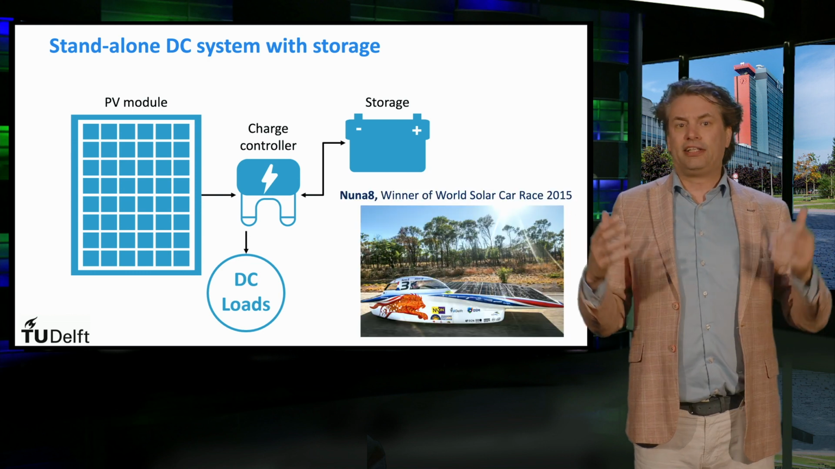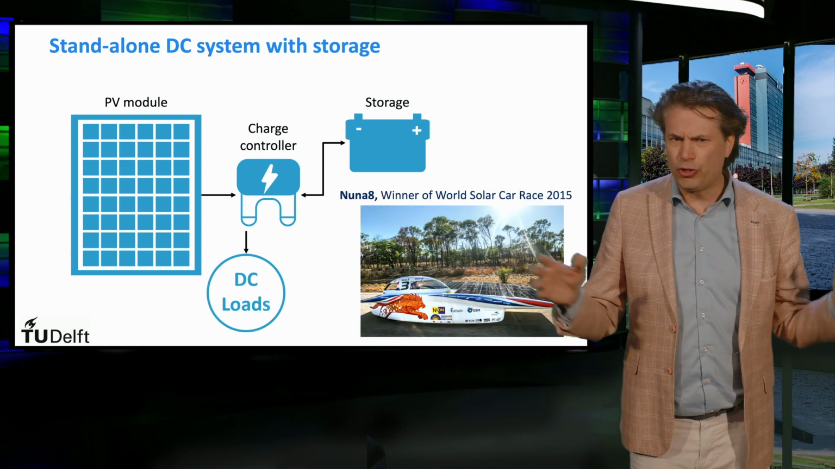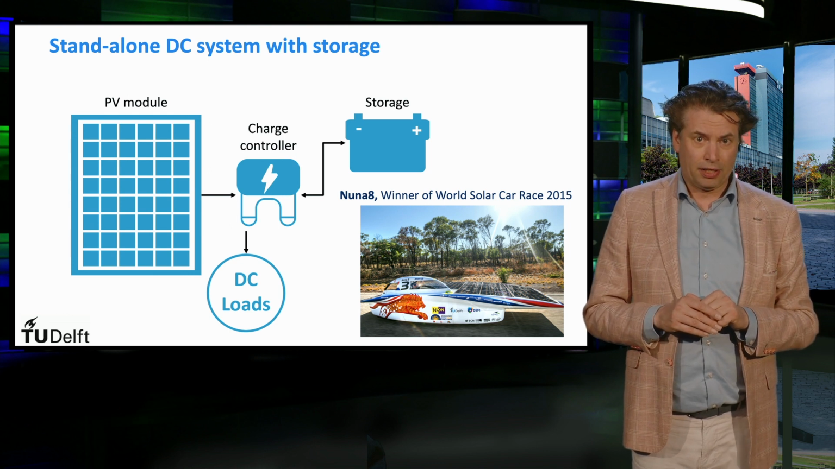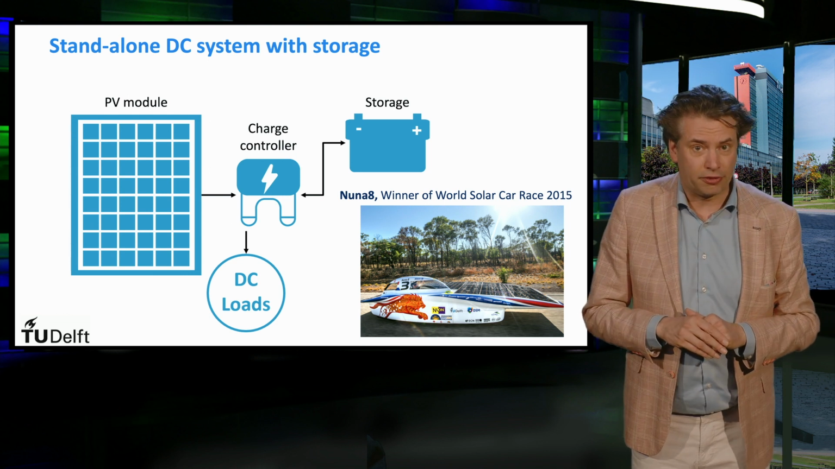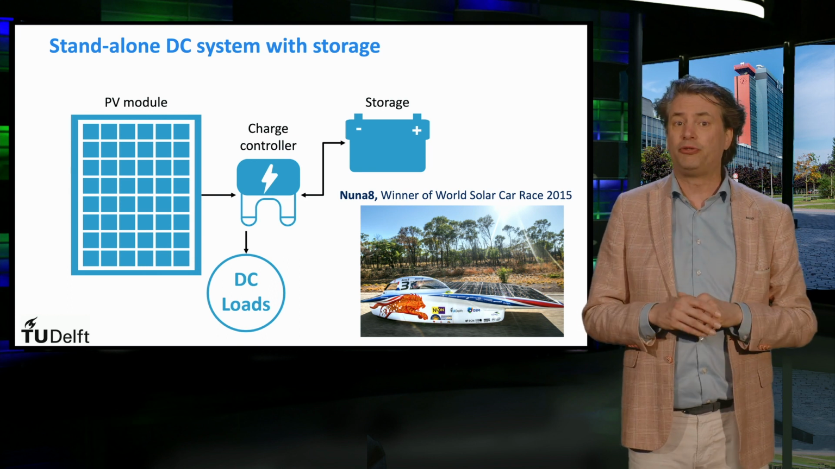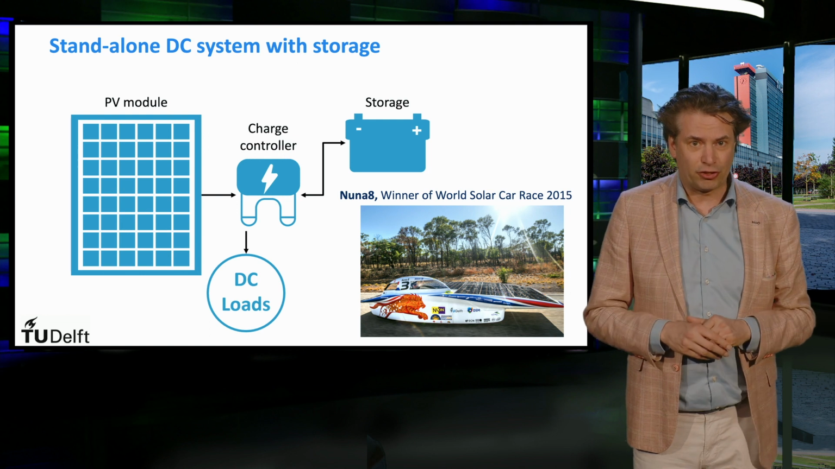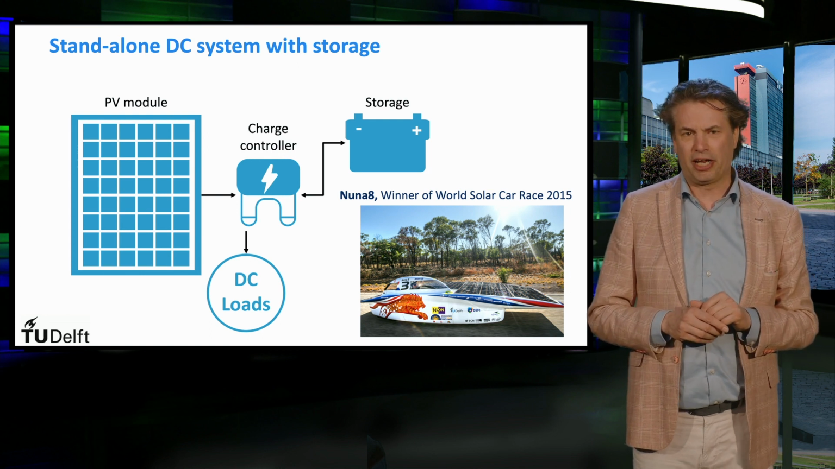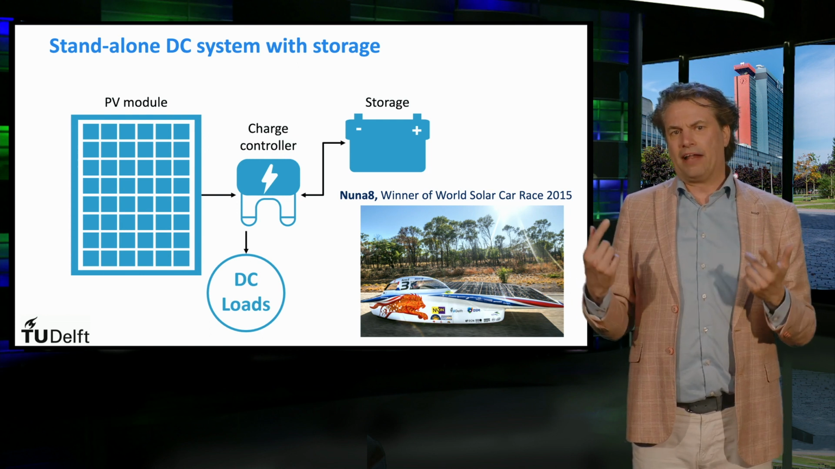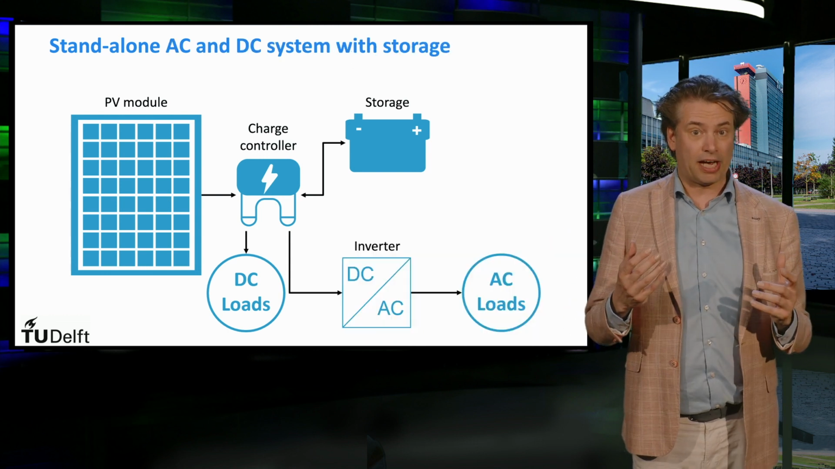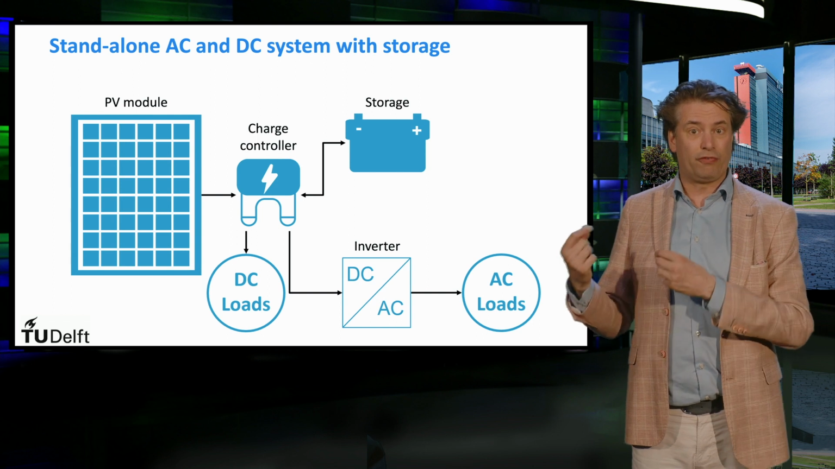A DC system with storage is widely used to charge smartphone batteries with solar energy. It is also used in the Nuna car series, the racing car designed by TU Delft and powered only by the sun, which won several editions of the World Solar Race in Australia. Then, with a slight modification to the system, AC loads can be powered by adding an inverter.